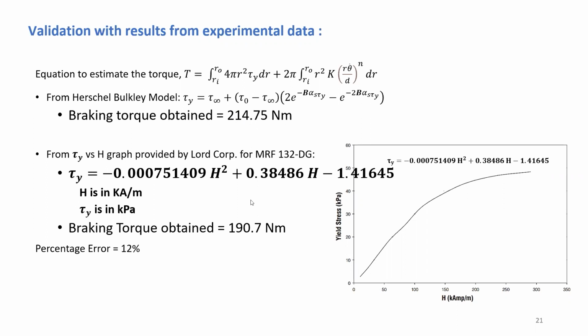So we did the simulation. From this graph provided for this MRF, we put in our fluid property, and we got 214. Using the MRF 132 DG from Lord Corporation, UK, we have used its property, and then the braking torque we got is something near to that.